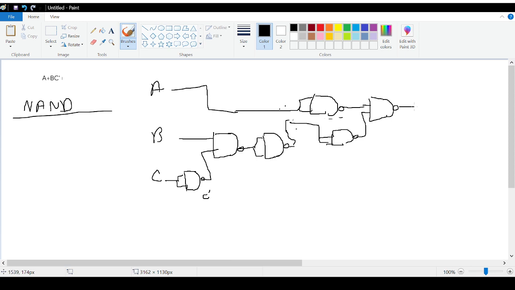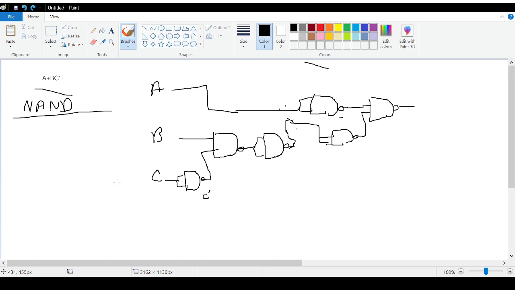You don't have to trace this circuit. Simply replace the basic gates with what we've learned as a part of the construction. If you trace this and use Boolean simplification, you will get A plus BC bar, but you don't have to do it. Just simply draw it with basic gates and then replace the basic gates using NAND. So this was for A plus BC bar.